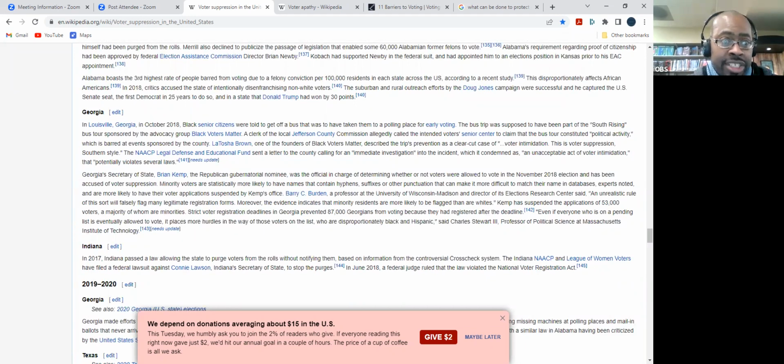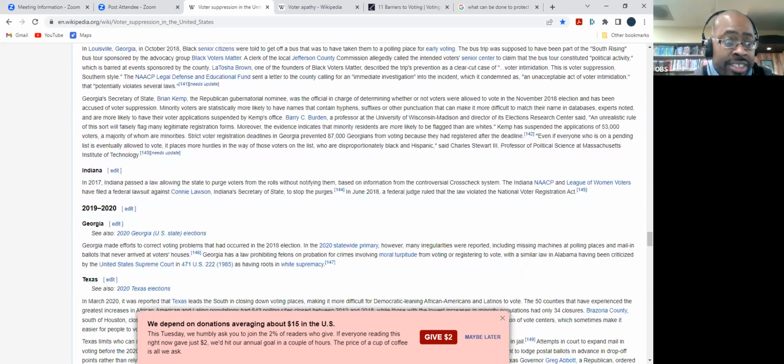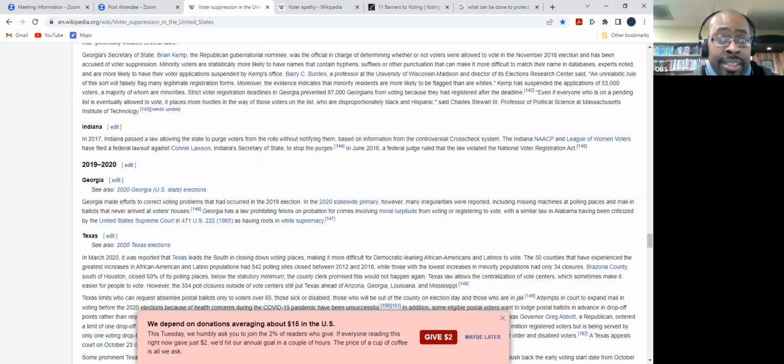In Georgia, there was a case of voter intimidation. In Indiana, there was an election integrity cross-check controversy that purged thousands of voters from the roll. A federal judge ruled that this law violated the National Voter Registration Act, and it was struck down in June of 2018.